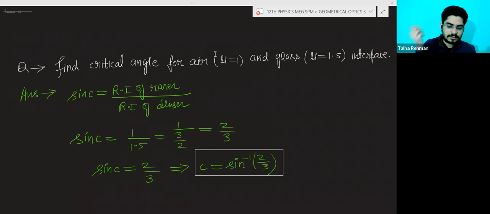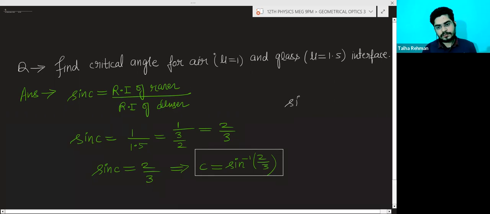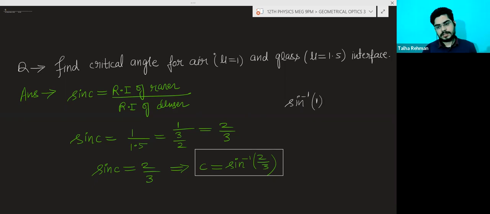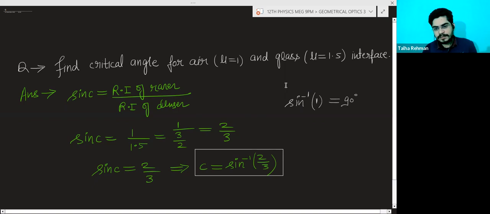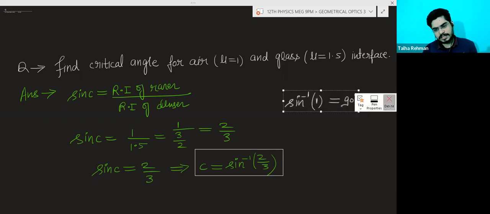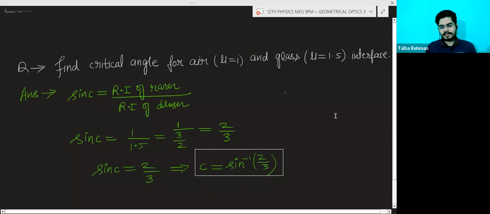This is the value. Means 42 degree how, is just like sine inverse of 1 is equal to 90 degree. So this is a specific value. I know this value, but there is no need to learn this value by you.